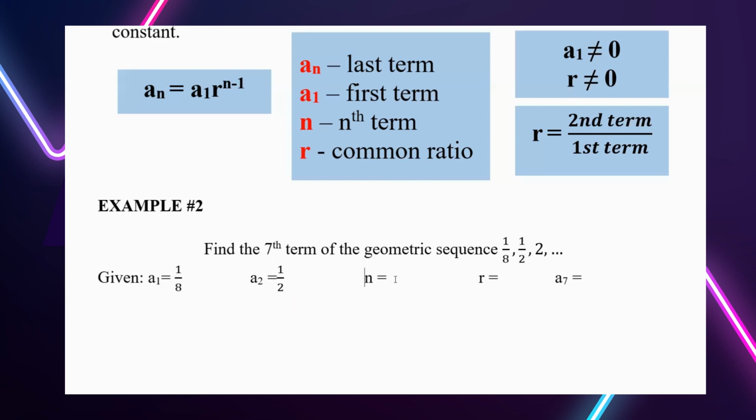Nth term natin, yung hinahanap nating pang nth term ay yung pang 7th term. Therefore, our value of n is equal to 7. Ang common ratio natin ay hindi ibinigay. At ang a sub 7 natin, ito yung ating hinahanap na value. So, ano daw yung value ng 7th term? Kaya, ang a sub 7 ang hinahanap natin.